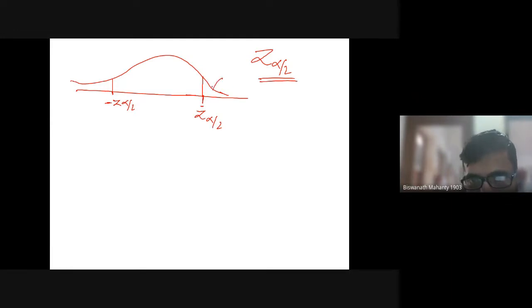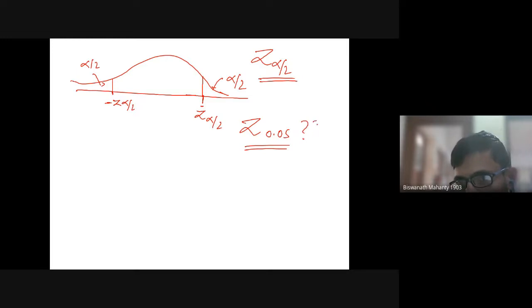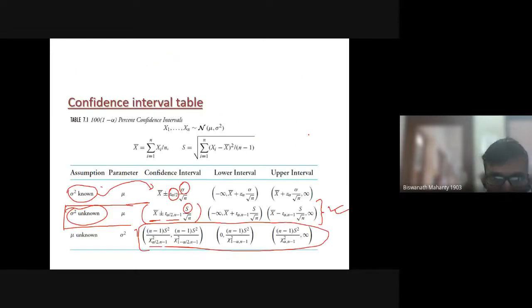This area is. So this concept is clear. Now if I ask you, tell me z 0.05. If I ask you simply, how can you find it out? Because that is required, because the equation requires that. You see, my equation requires that.